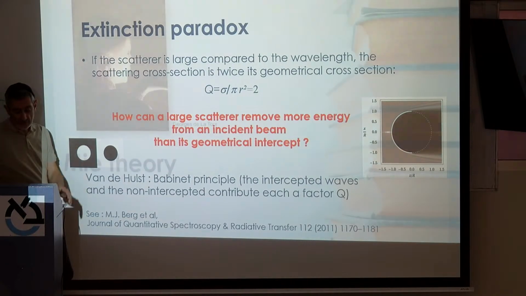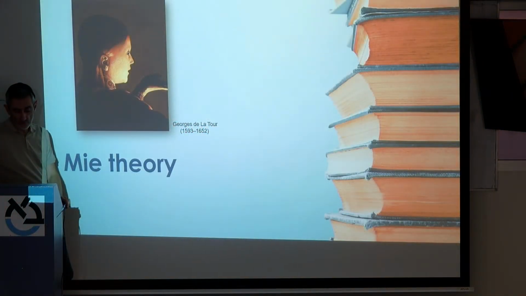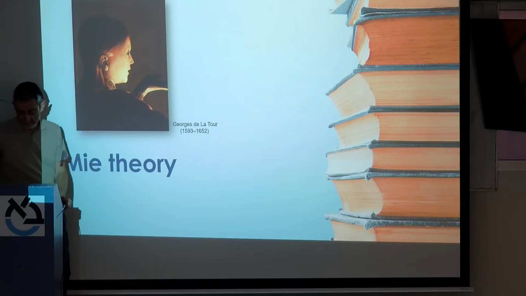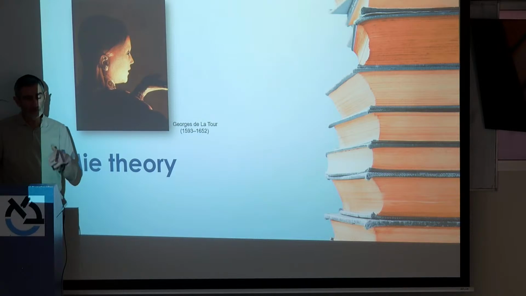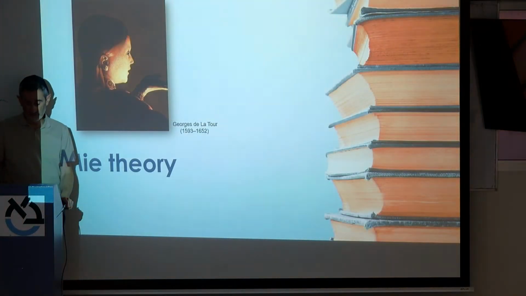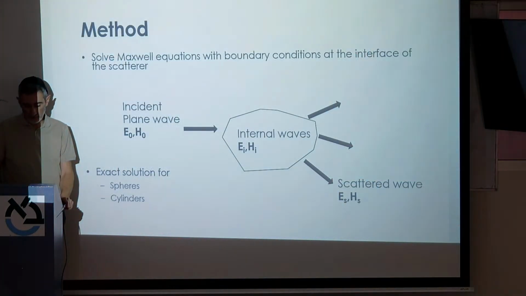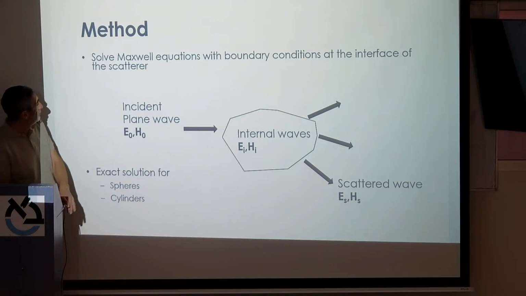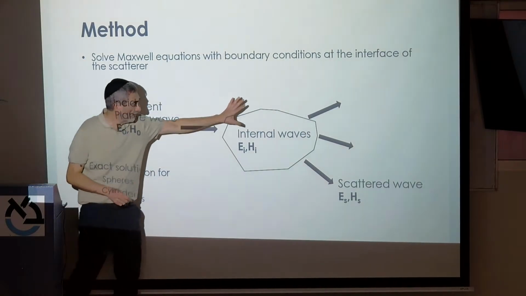Okay, then you can really treat the problem in the most complex sense. But usually the treatment is numerical. So that is what is called Mie theory. For a general scatterer, you need to solve the Maxwell equations with boundary conditions at the interface of the scatterer. So you have a scattering object here.